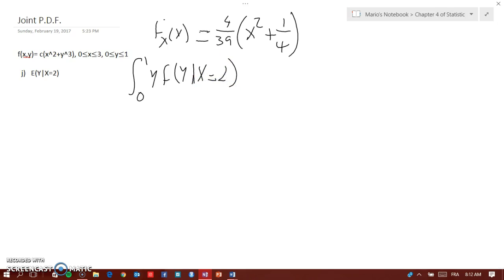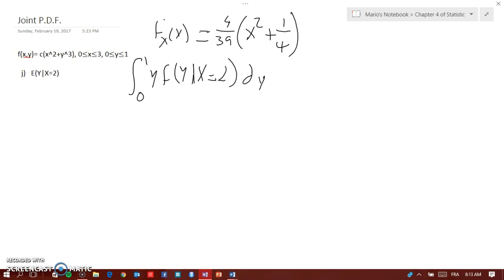Now, when you're doing the expected value, the variable you're going to integrate over is the variable on the left side of the bar. So basically it's going to be the integral of y, because it's y given that x equals 2, and of course you're going to get dy. Okay, so what can we do now?